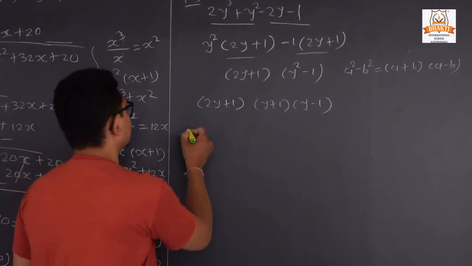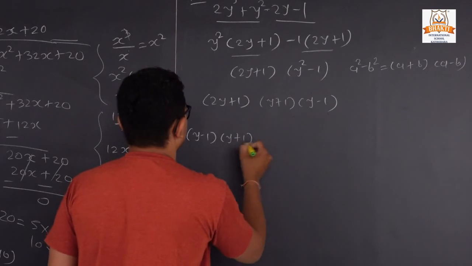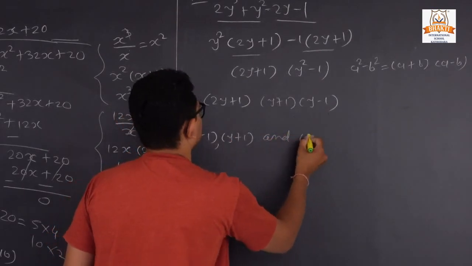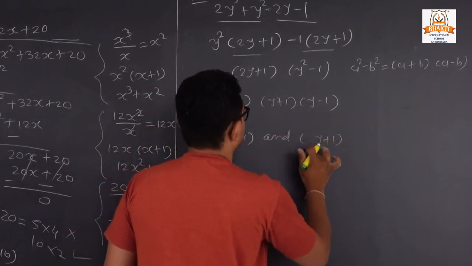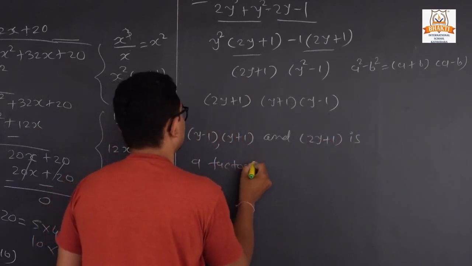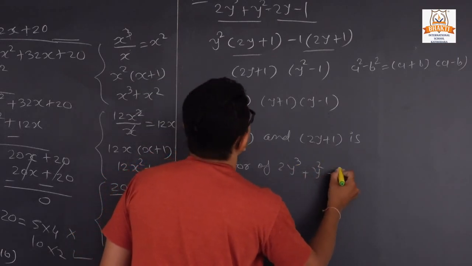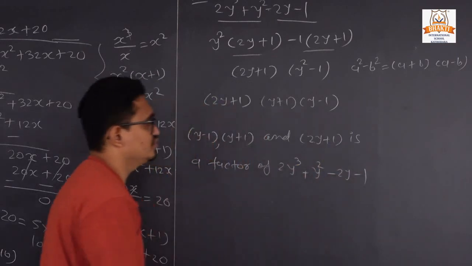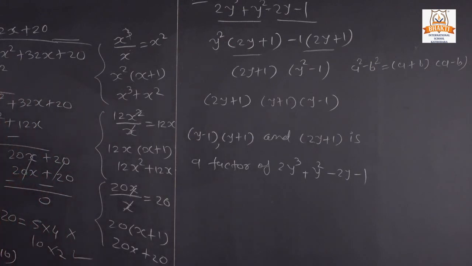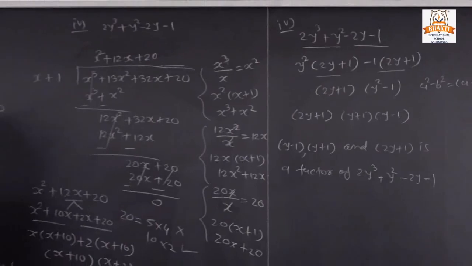So we can write y minus 1, y plus 1 and 2y plus 1 are the factors of 2y cube plus y square minus 2y minus 1. So this is our exercise number 2.3. Thank you.